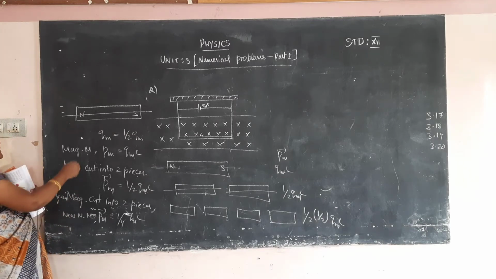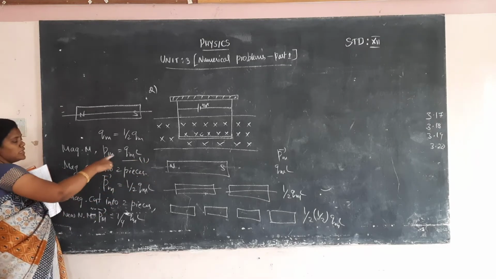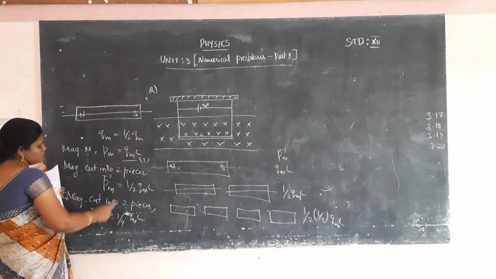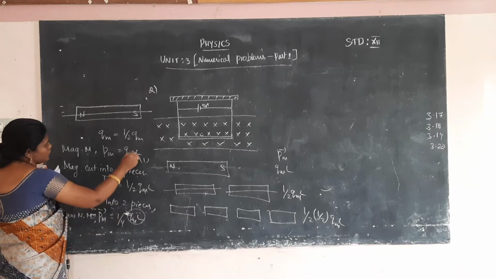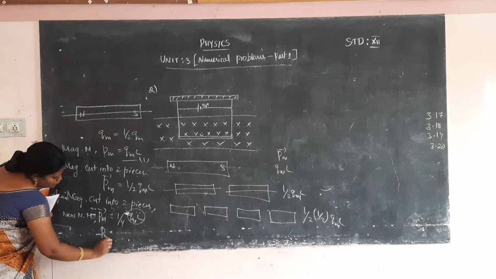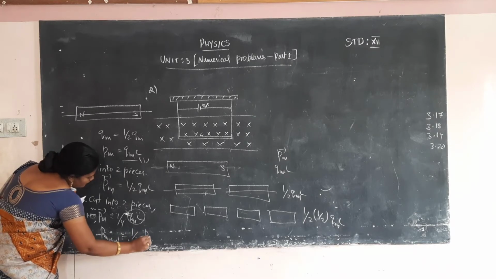Normally, this is the first equation, the normal magnetic moment of a Bohr magnet. So Pm is equal to Qm into L. So Qm into L will change into Pm. So the new magnetic moment will be equal to 1/4 of the old magnetic moment.